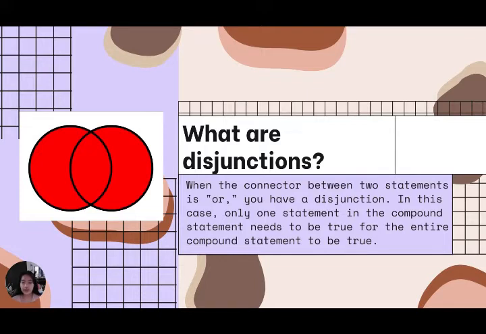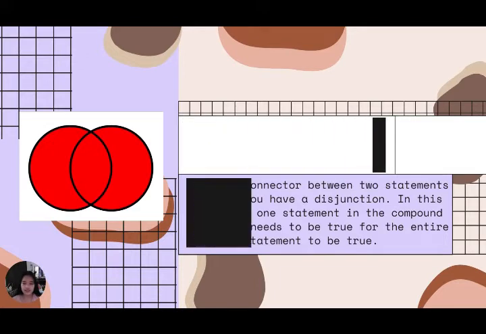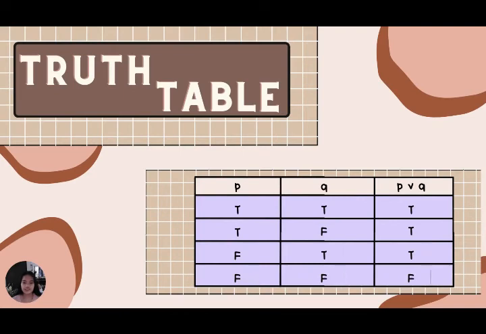I will be the one who will explain to you what disjunctions are. When the connector between two statements is OR, you have a disjunction. In this case, only one statement in the compound statement needs to be true for the entire compound statement to be true. This is the truth table. Do note that a disjunction is false only in the case where both terms are false.